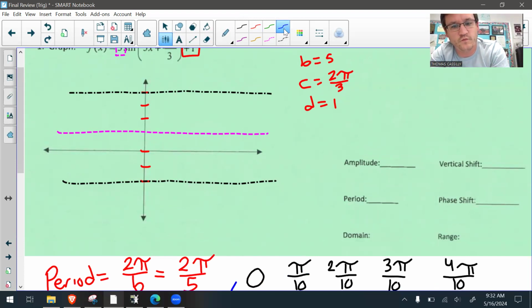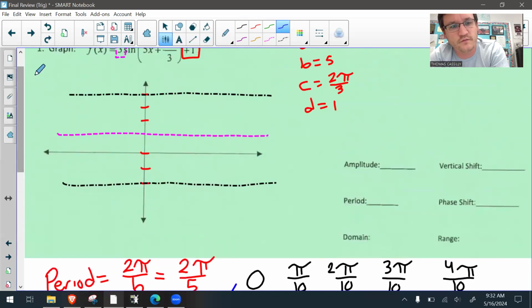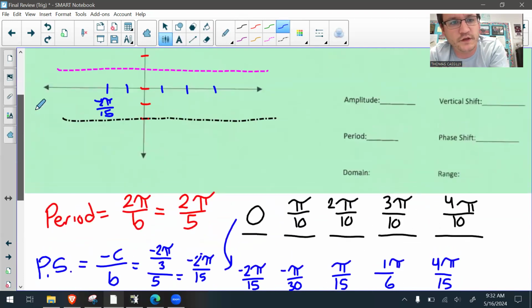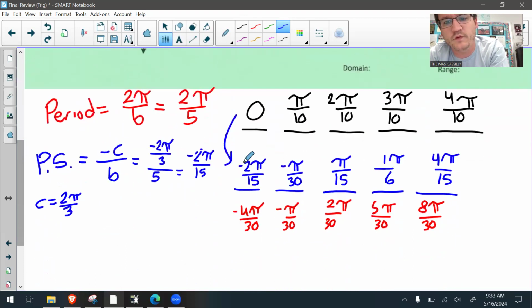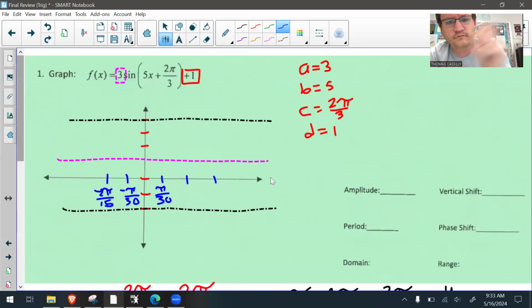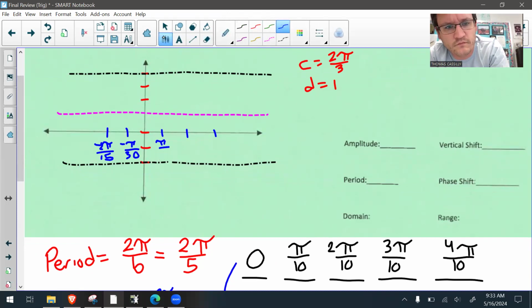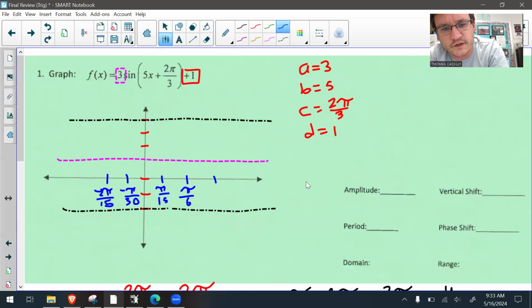Right, so we know that there are 2 in the negative direction, and there's 3 on the positive side. So I'm just going to fill those in. So we have negative 2 pi over 15. We have negative pi over 30. Positive pi over 30. We have, see, I made a mistake. That needs to be pi over 15. This is pi over 6. And the last one is 4 pi over 15.